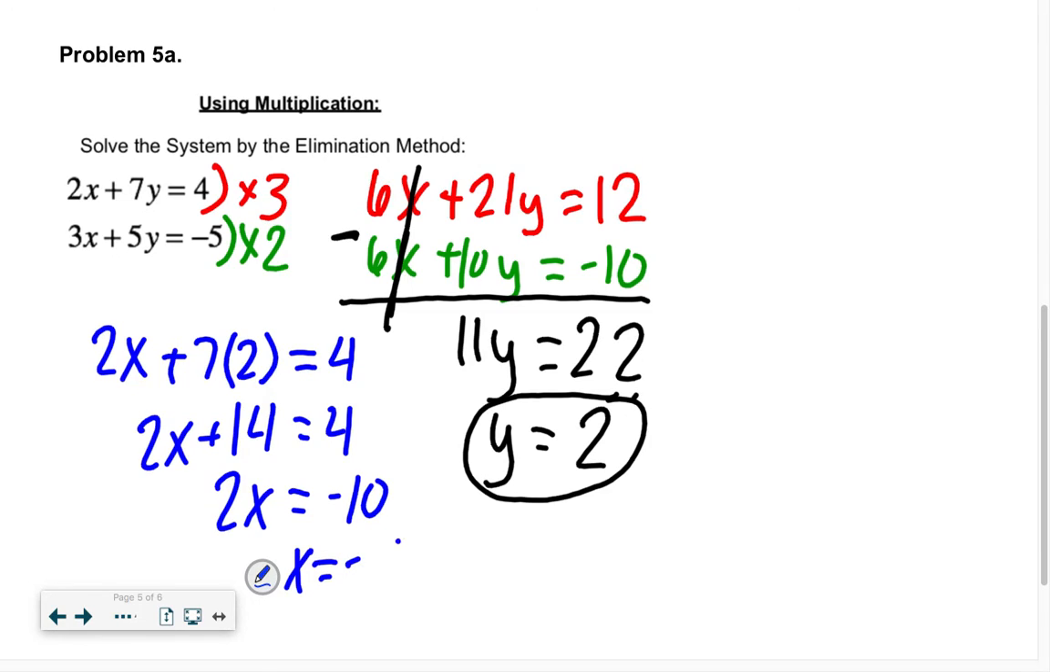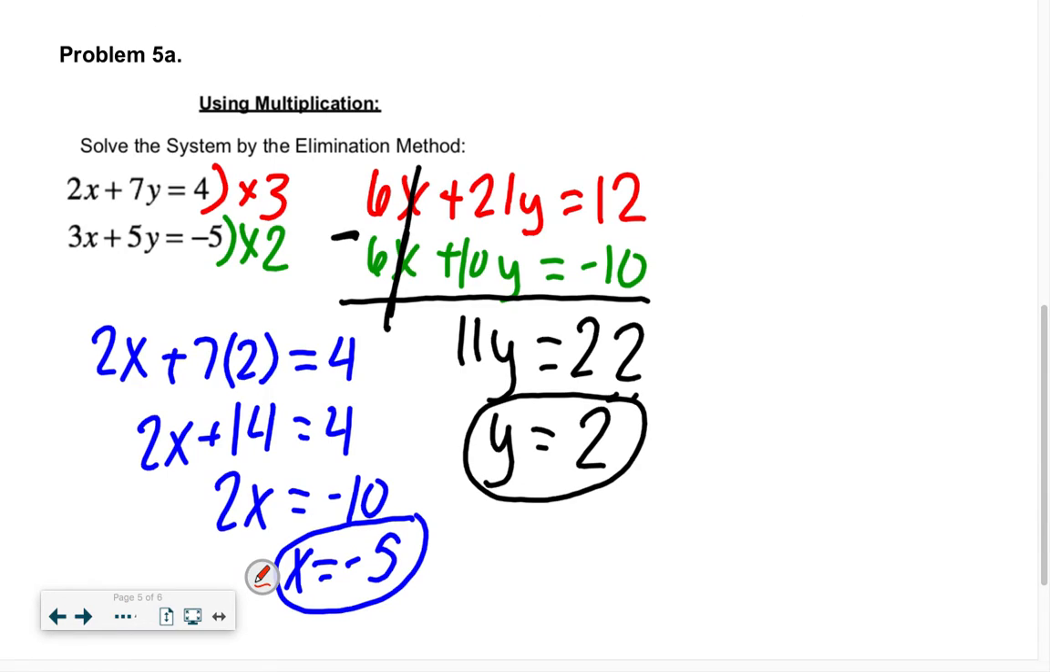Negative 5. Am I done? No. You have to check the other one. Check it.